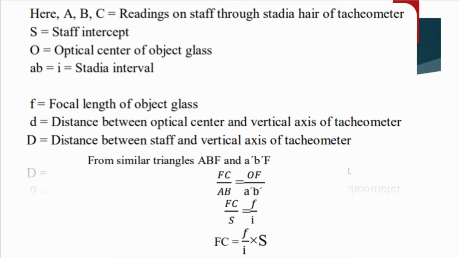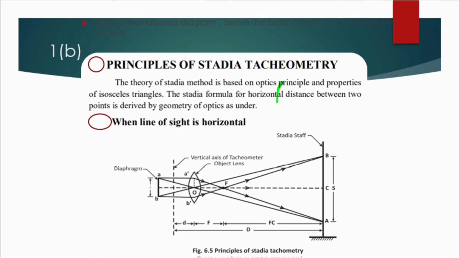They have explained everything well here. So A, B, C, these are the readings on the staff, or where the stadia hairs of the tacheometer are. S is the staff intercept, and O is the optical center of the objective glass. We have the small a, which is represented by I. This is the stadia interval, and the stadia interval is always found here on the diaphragm. So here we have the stadia interval and the stadia intercept. F is where the focus is, or the objective.